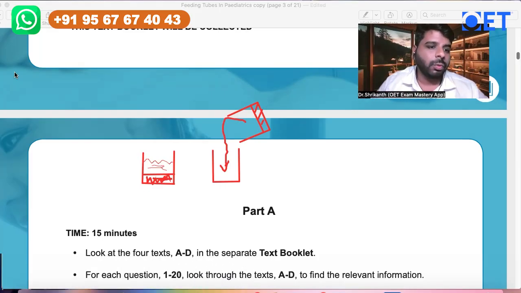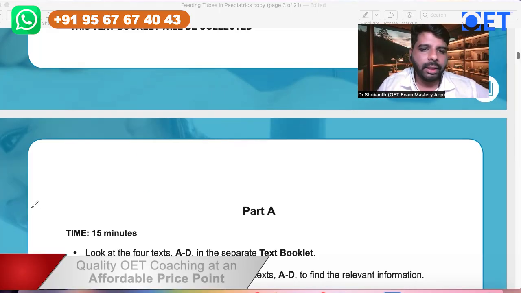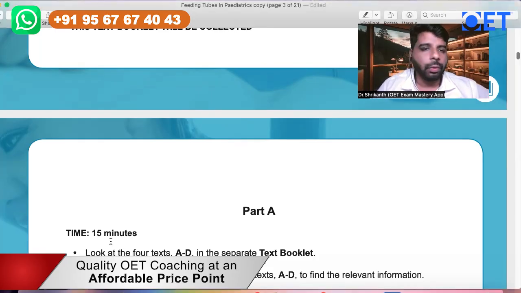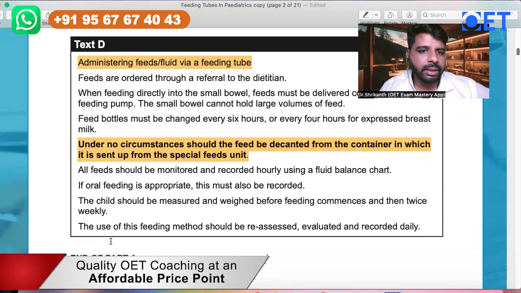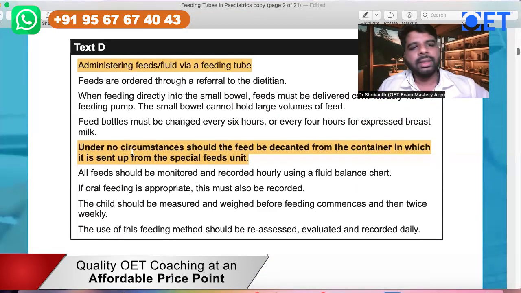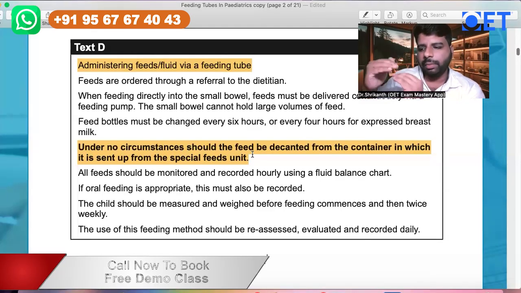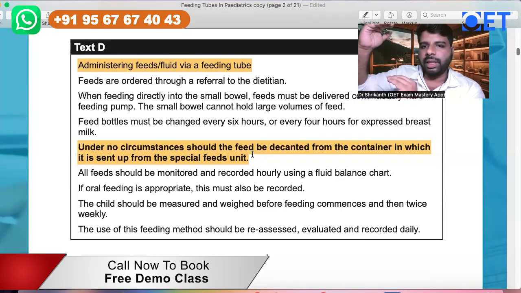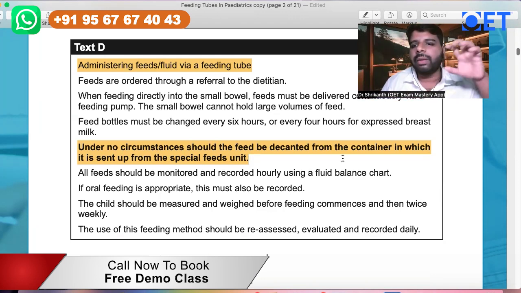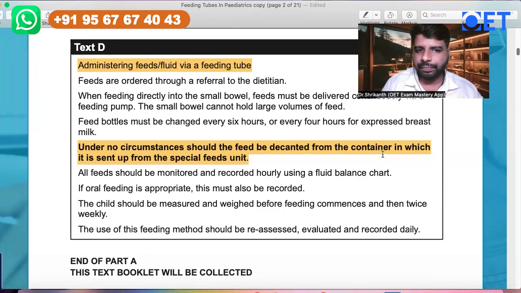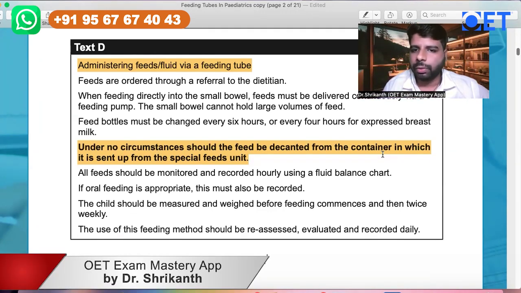At least this is what I studied in biology. So from my memory, I could be wrong, but from my understanding, that is what the meaning of decantation is. So here they're telling, under no circumstance, that is under no situation, should the feed be decanted. As you can see, the feed will be in the topmost layer or the water will be down, whatever it is. So we should not separate the feed from one container to another container. That is the warning over here.